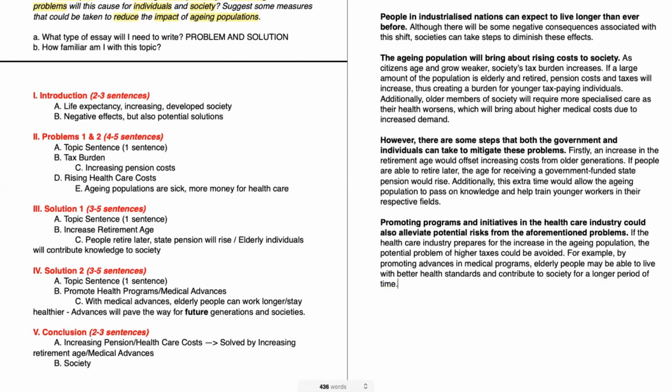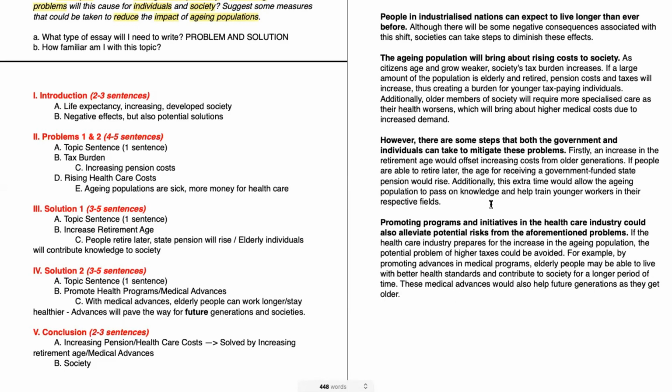Okay, and now just to close this, because I want to talk about future generations as well, I might say these medical advances would also help future generations as they get older. Okay, and there we have it. That is my second solution.